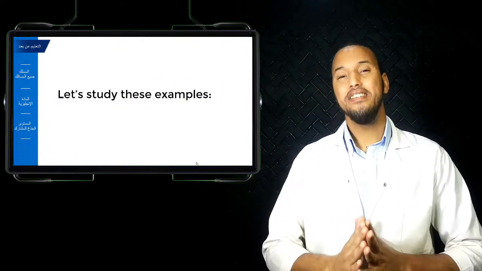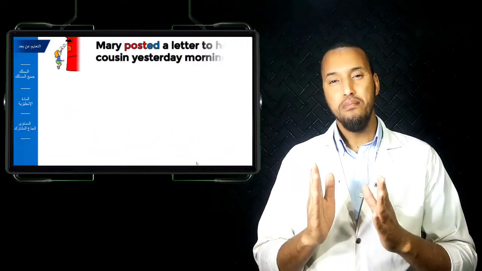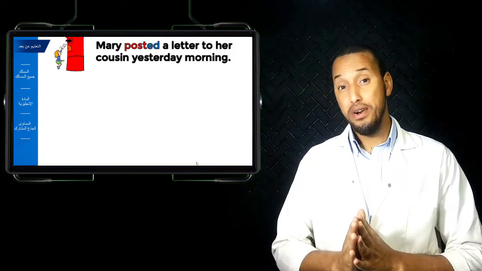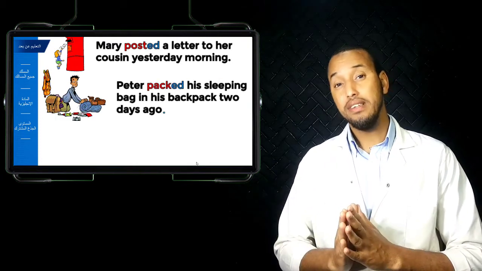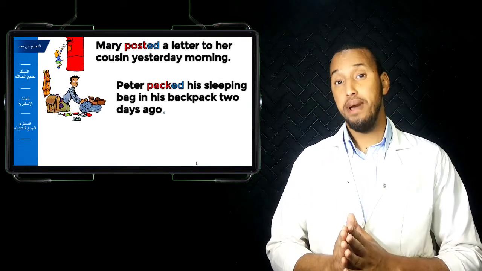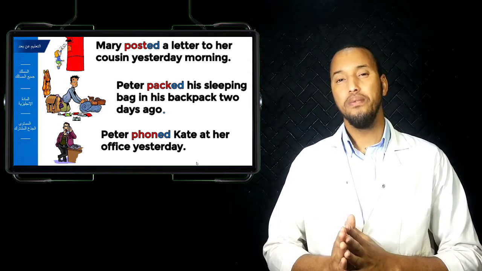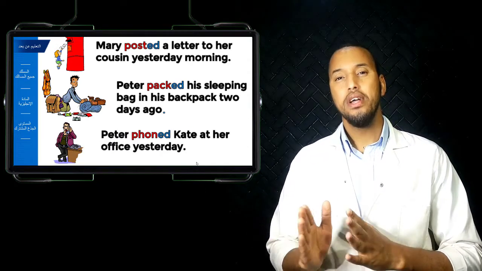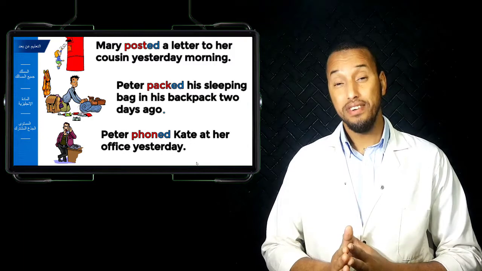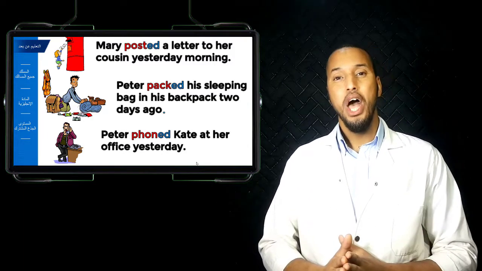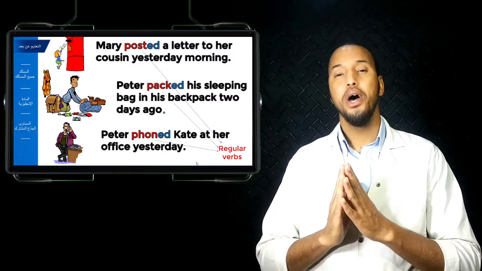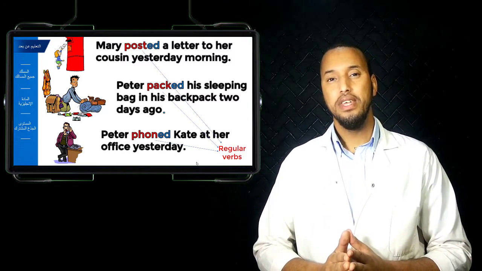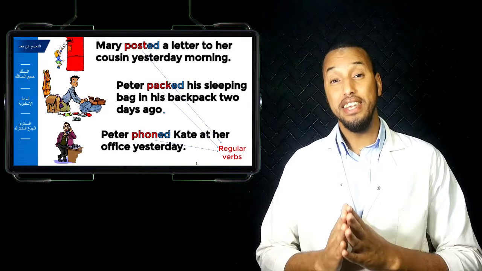Let's study these examples. Mary posted a letter to her cousin yesterday morning. Peter packed his sleeping bag in his backpack 2 days ago. Peter phoned Kate at her office yesterday. The verbs posted, packed, and phoned are regular verbs. That's why they end in ed.